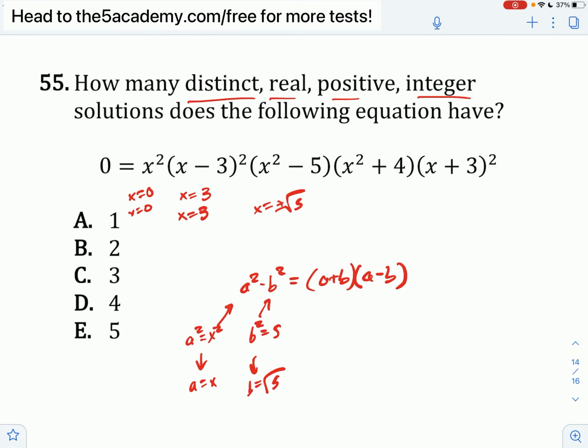Here we get no solutions. These are imaginary. And here we get x equals -3, x equals -3. We get it twice. Okay? So distinct real positive integers.